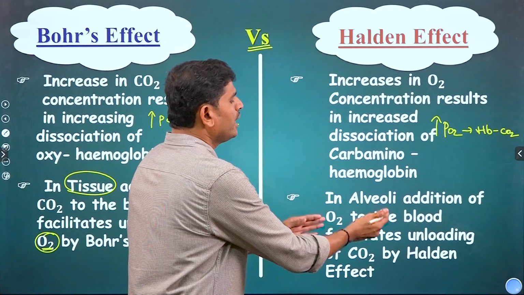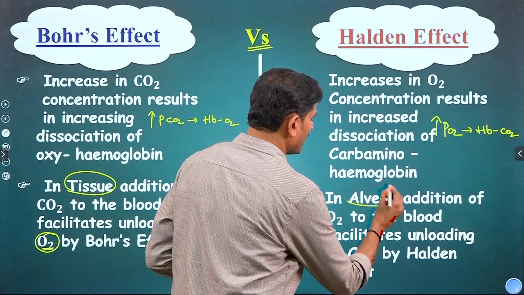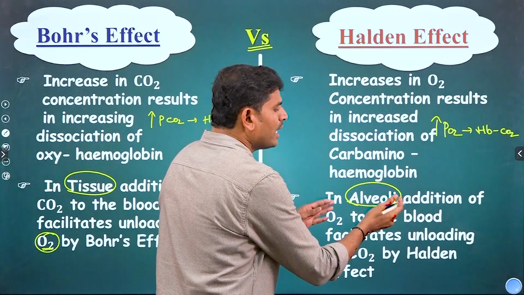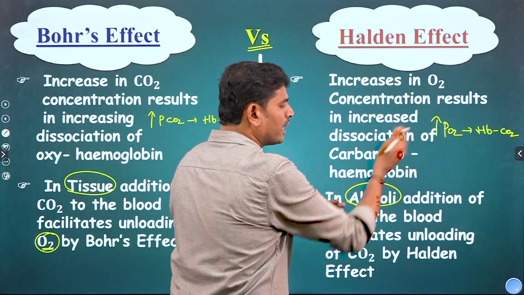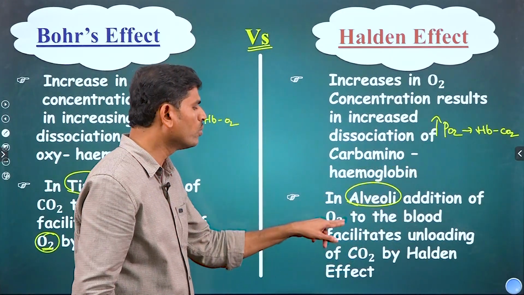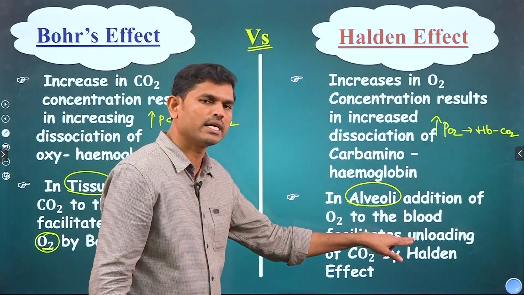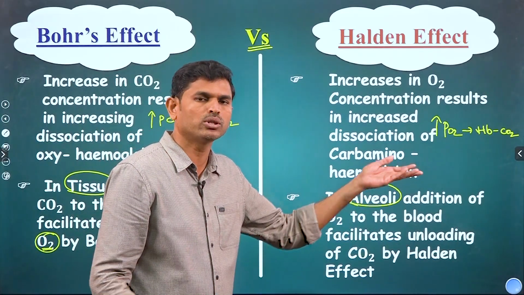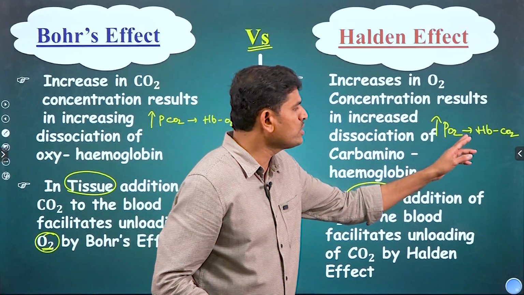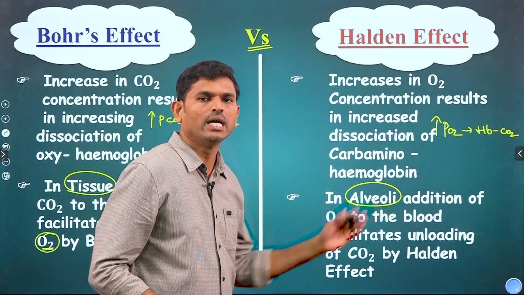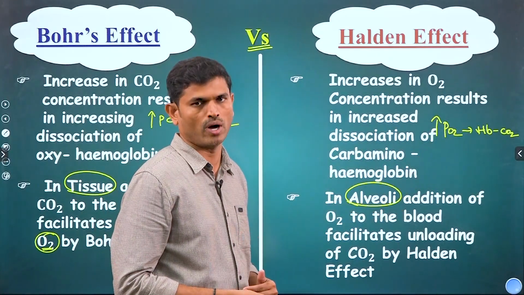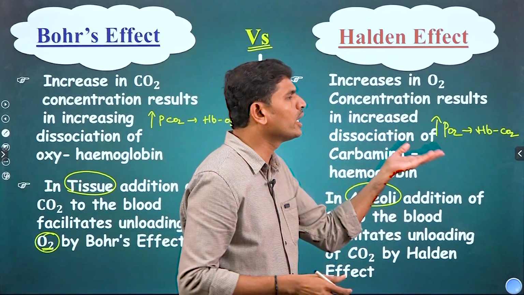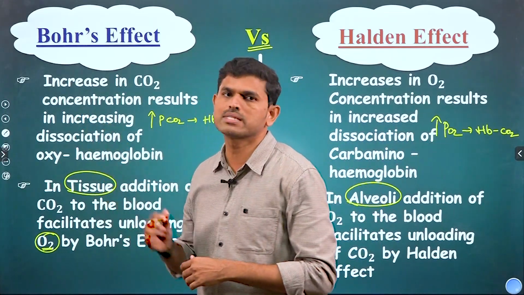Cells make use of this and again continuously produce carbon dioxide. In alveoli, this will occur at the alveoli. In alveoli what happens? PO2 is higher, addition of O2 to the blood facilitates this, so automatically HbCO2 will dissociate and HbO2 is going to form. So this is the Haldane effect and Bohr's effect.